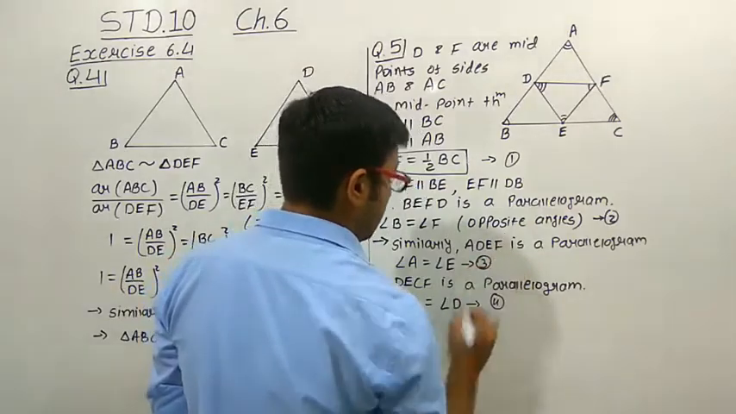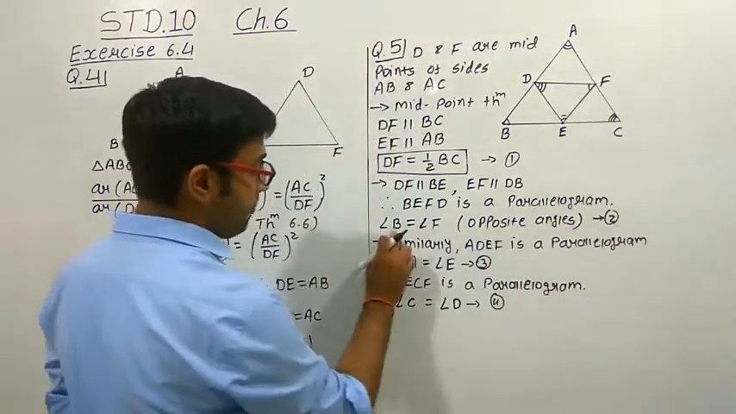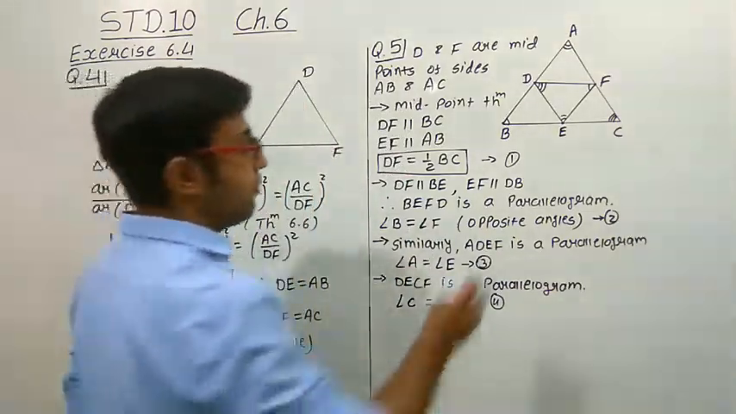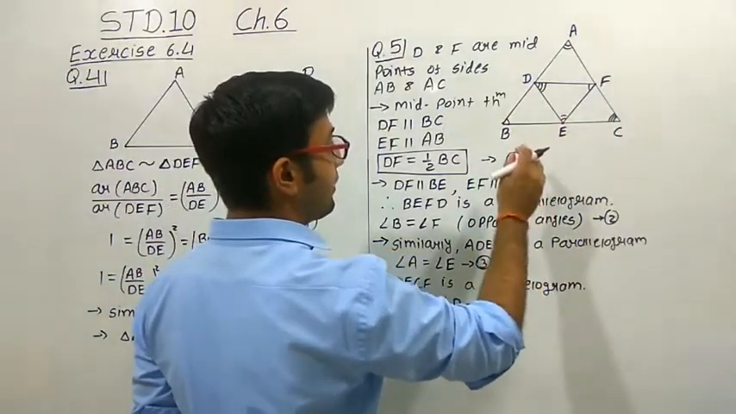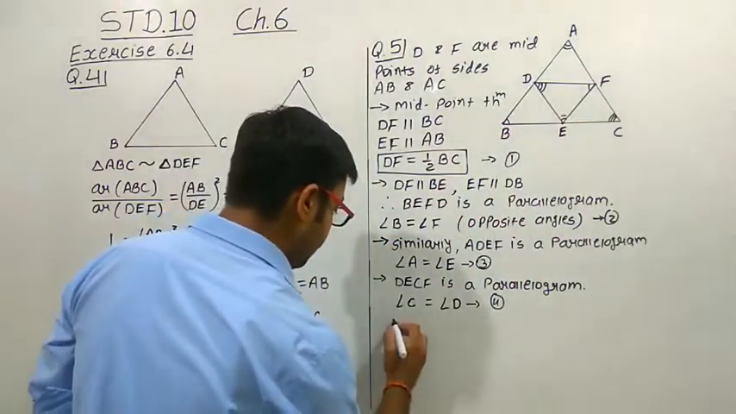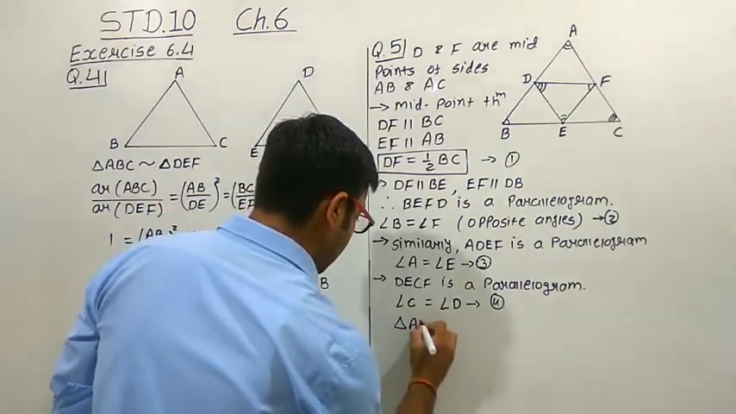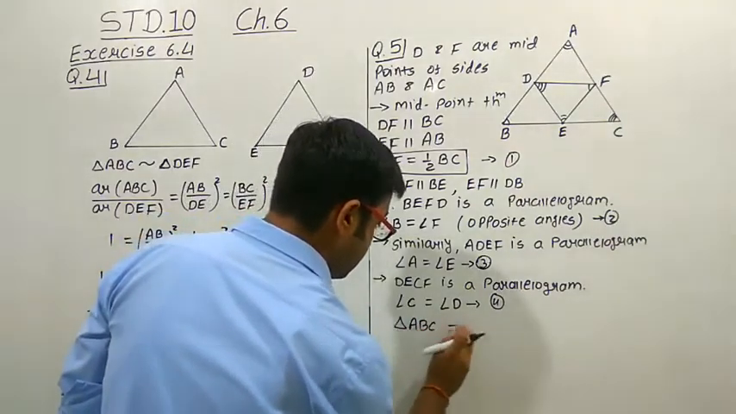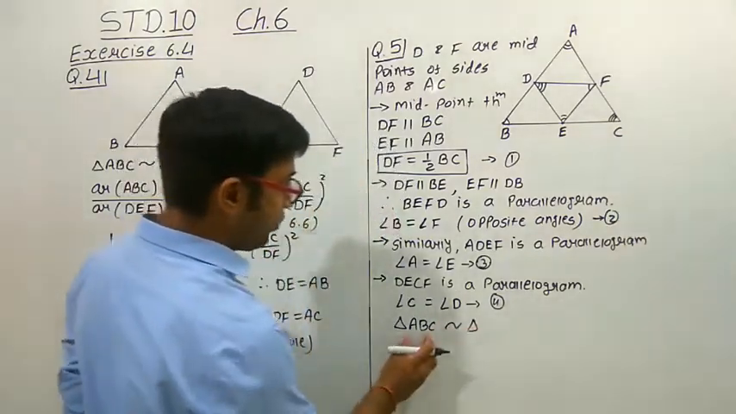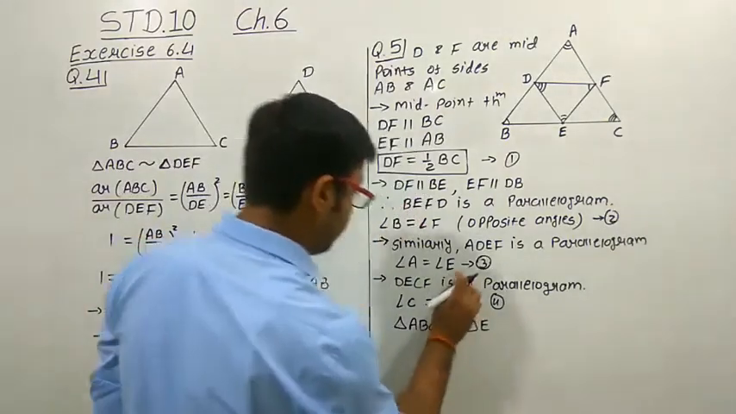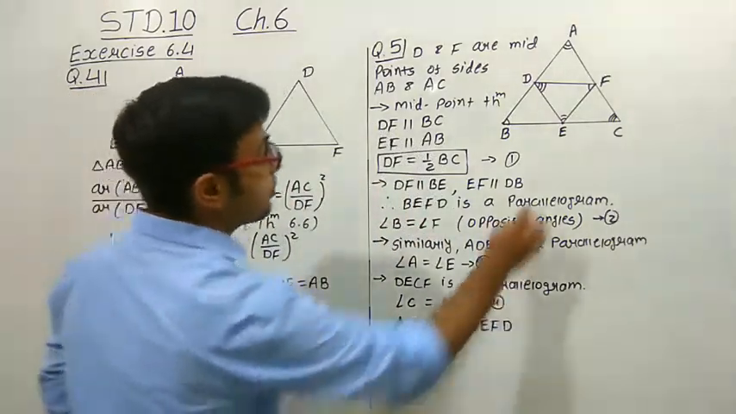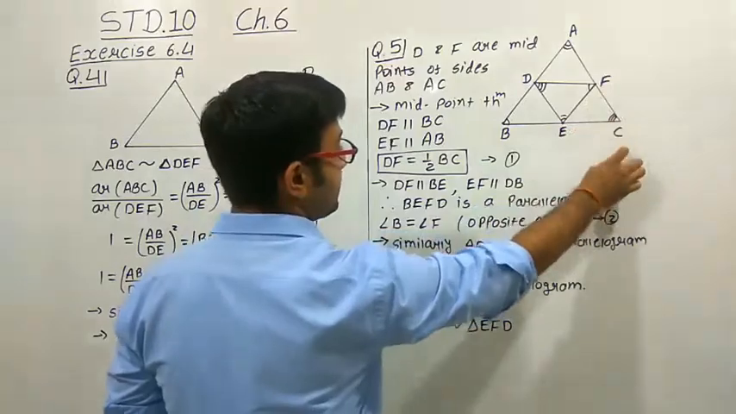So see, in equation number 2, 3 and 4, angle B is equal to F, angle A is equal to E, and angle C is equal to D. That means all the three angles of triangle ABC are equal to all the three angles of triangle EFD. So we can write down that triangle ABC is similar to triangle EFD, right? Because angle A is equal to angle E, B is equal to F, and C is equal to D.